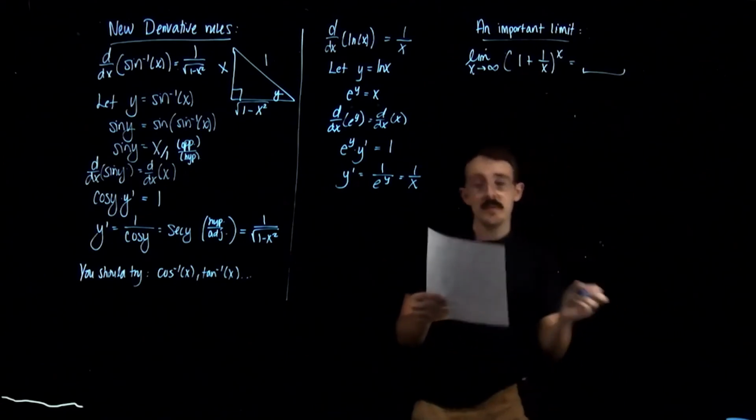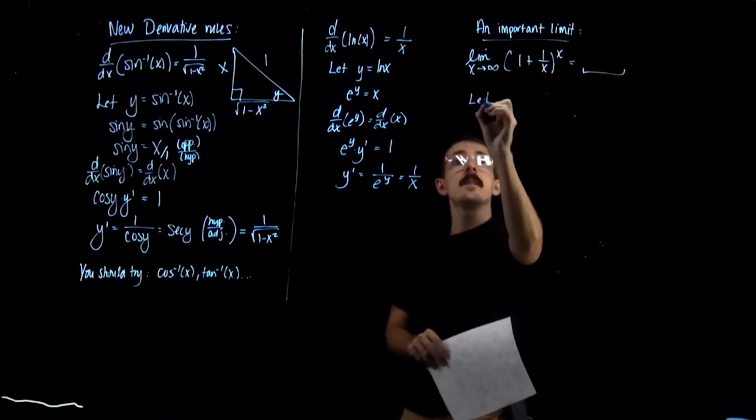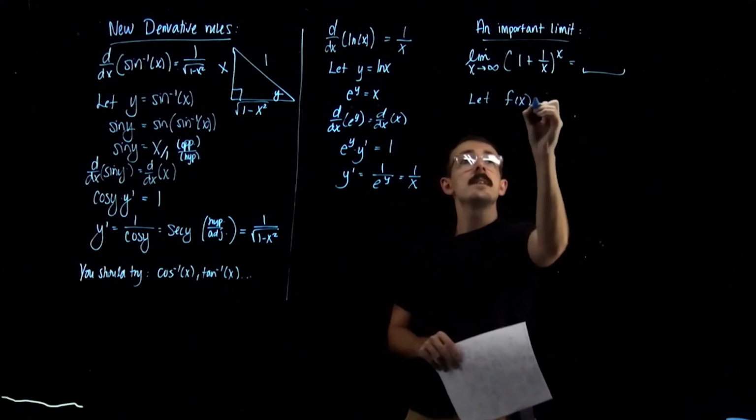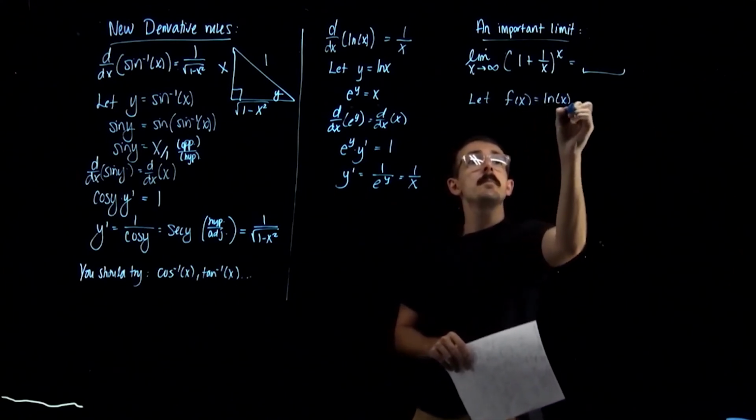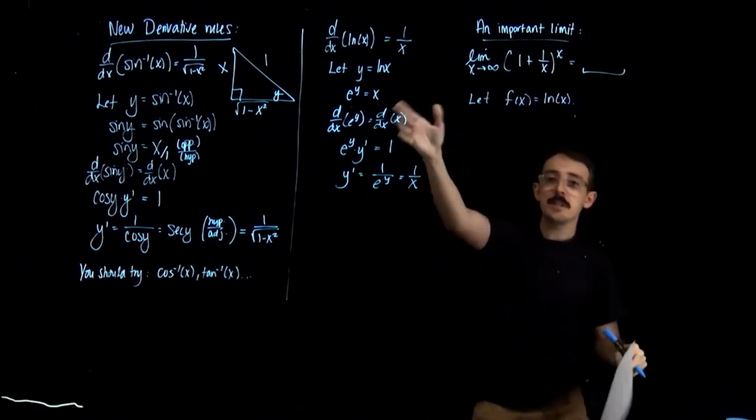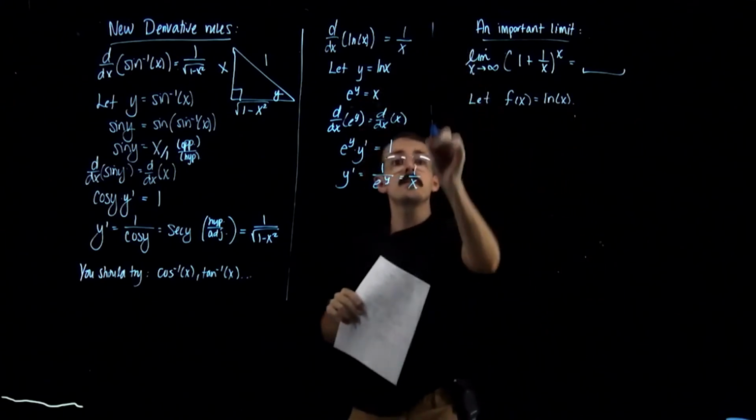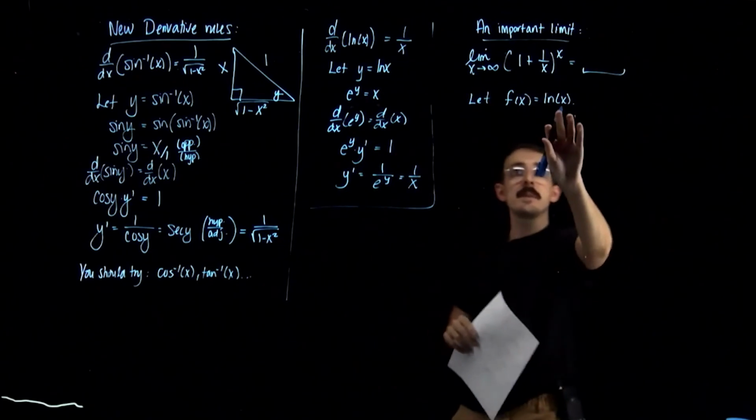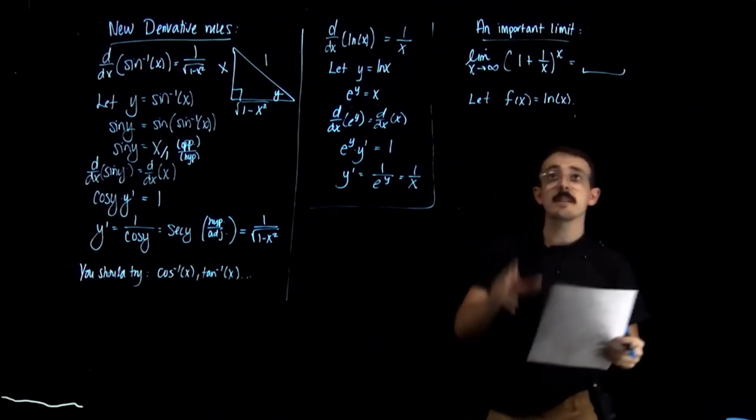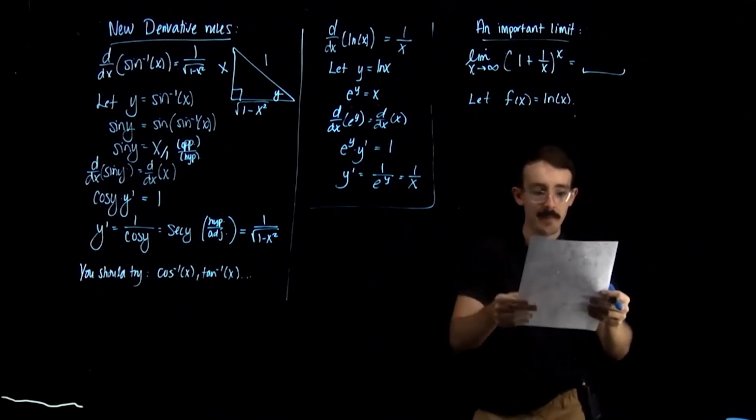So what I'm going to do is let f of x be ln of x. This is the function we just took the derivative of. I'm going to use a piece of information over here to help me with this limit. First, I'm going to start with the fact that f of x is ln of x. I'm just going to let that be that.